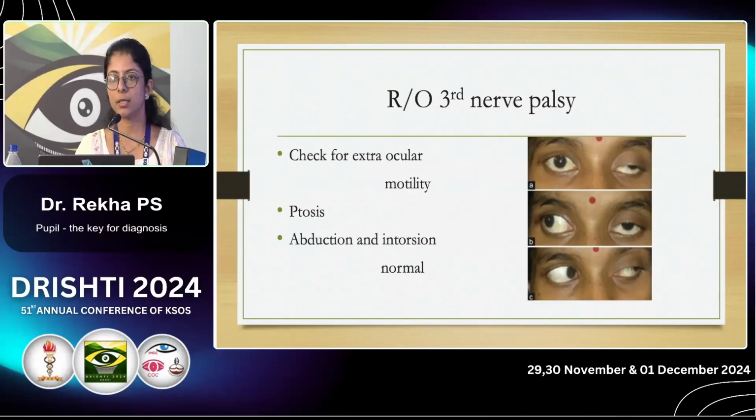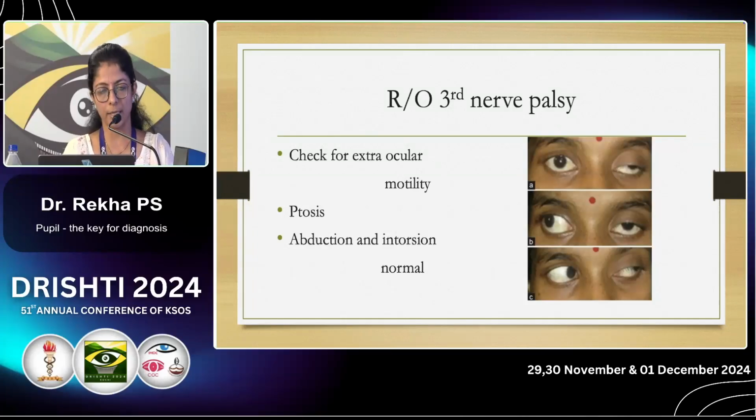So first, the commoner things and the conditions which can be easily identified should be ruled out first. The first thing you have to rule out is a third nerve palsy. So you have to check for the extraocular motility and also the presence of ptosis. Sometimes it may be a mild ptosis and the restriction of movements may be very minimal, so you have to look for it.